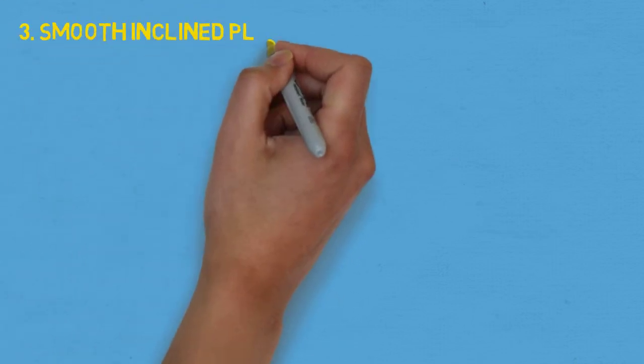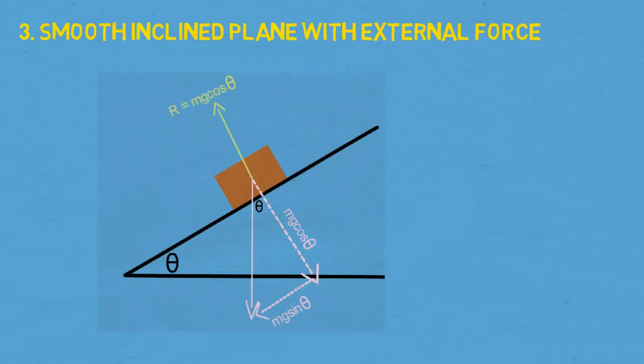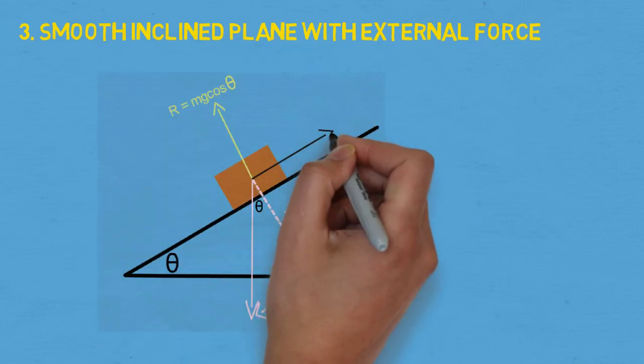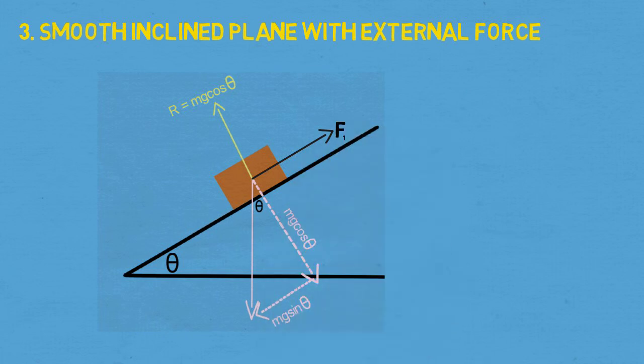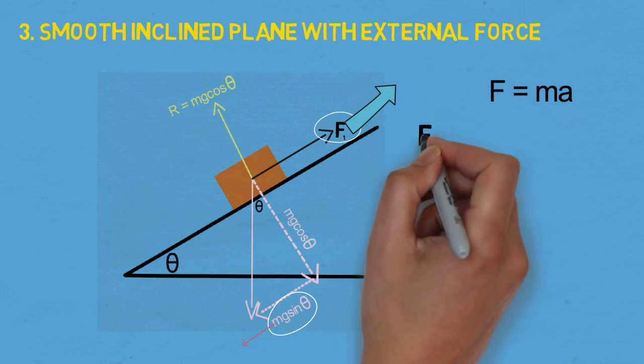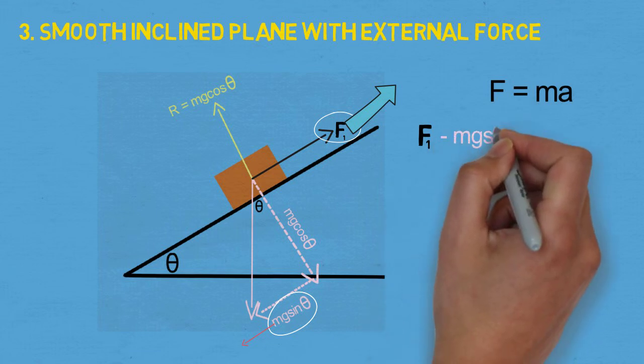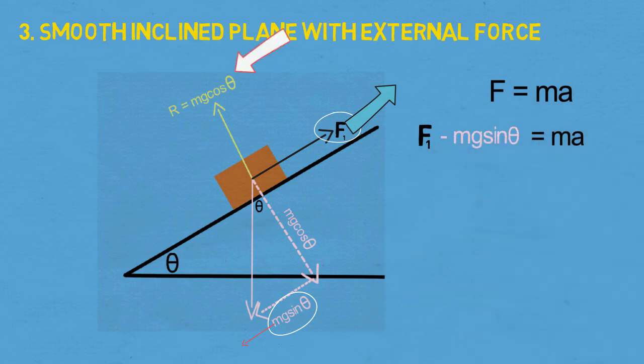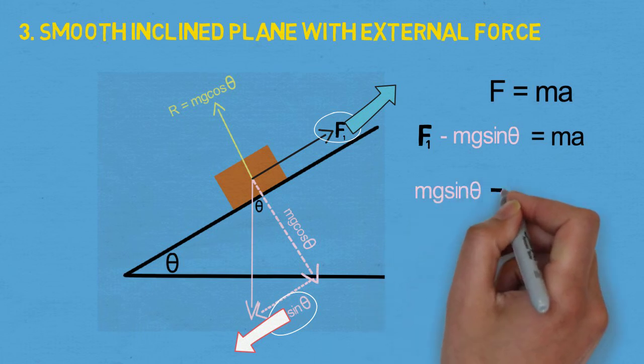Scenario number 3. Smooth inclined plane with external force. In this scenario, there is an external force pulling the object upwards. This means that the forces affecting this object's motion will be the external force and the horizontal force component of the weight force. The object will move in the direction of the force with the larger magnitude. If the external force is larger, then the equation will be set up as the external force minus the parallel force, and vice versa if the external force is lower.